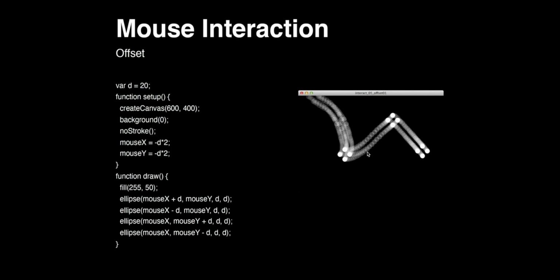So the next thing we're going to do is play around with offset. Offset basically allows you to create a more complex brush that can have multiple elements associated with it. So basically all we're going to do is create a bunch of ellipses, and we're going to offset each one of those ellipses to be a little above, a little below, and a little to the left and to the right of where the mouse X and Y value is. So we're going to do mouseX plus d and then mouseX minus d. So that's going to move from the left and to the right of the mouseX position. And then for the other one, we're going to do mouseY plus d and mouseY minus d to move it up and down as well.